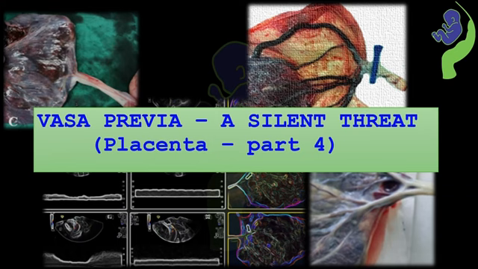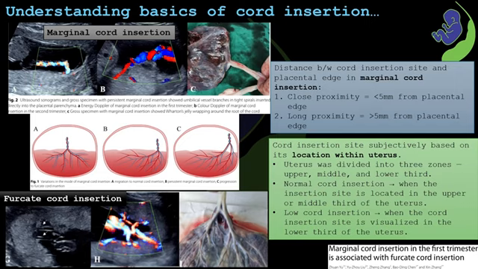This part 4 of our placenta series is about vasa previa, which is a silent threat that we come across. Let's refresh the basics of a few things that we are going to discuss about placenta and cord insertion. Marginal cord insertion is defined as cord insertion site within 2 cm from the placental edge.